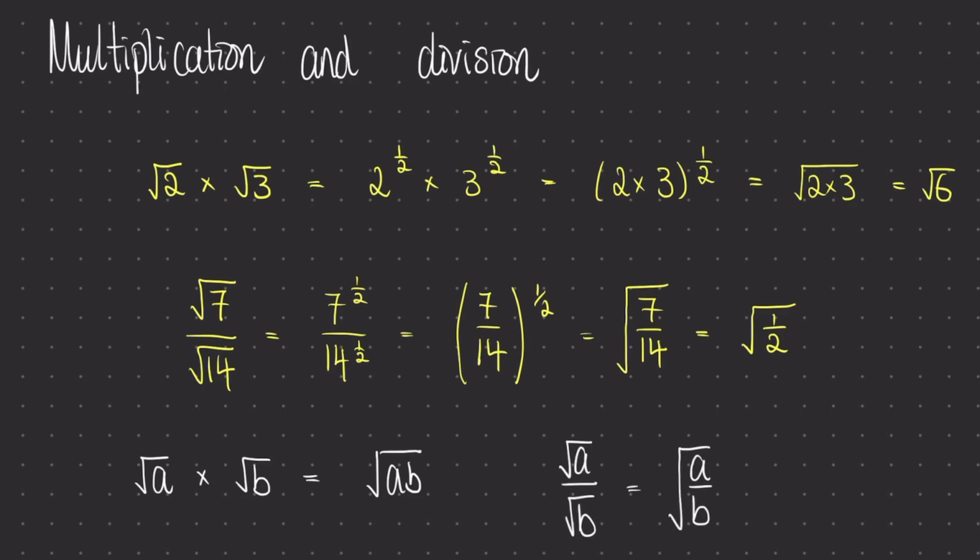Similarly, if we had root a divided by root b, we could of course turn that into the square root of a over b. Of course, this rule also works in the reverse way. So if we had a surd with two numbers being divided inside the surd, we could split that up into two surds on the top and bottom of a fraction. Now let's use these rules to simplify some surds.